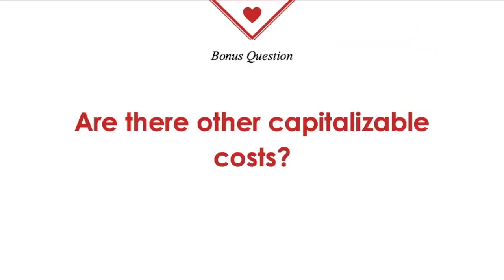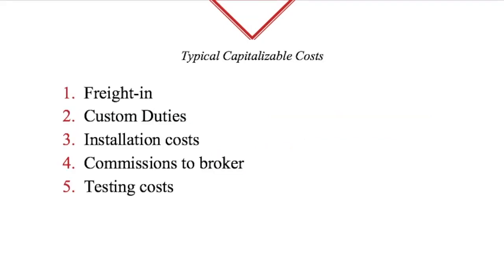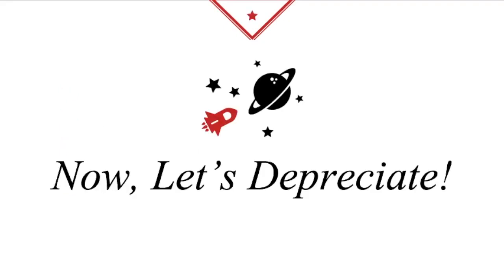Are there other capitalizable costs? Yes, there are, and they are called the incidental costs for the machine. Typical capitalizable costs include freight-in, customs duties, installation costs, commissions to broker, and testing costs. So far, we have already discussed what depreciation is, what we depreciate, and why we depreciate. Now, let us talk about how we depreciate.